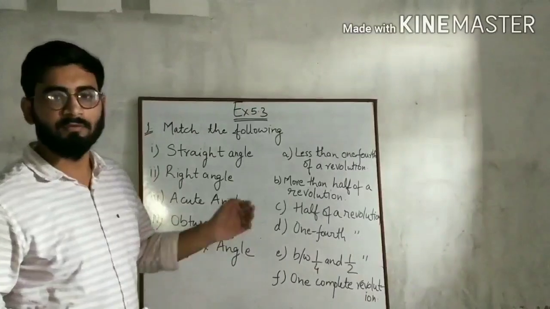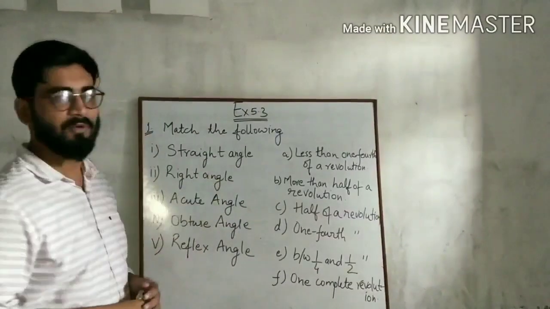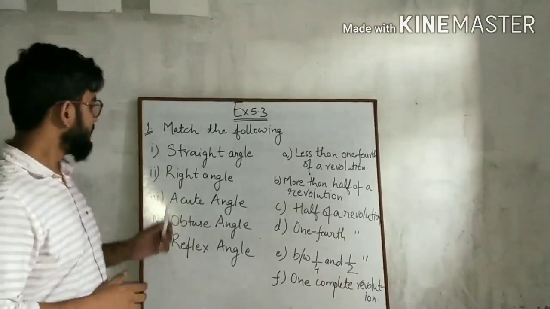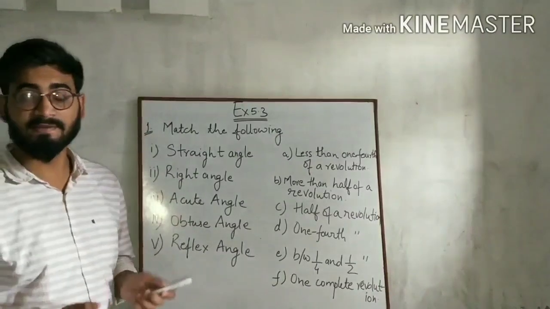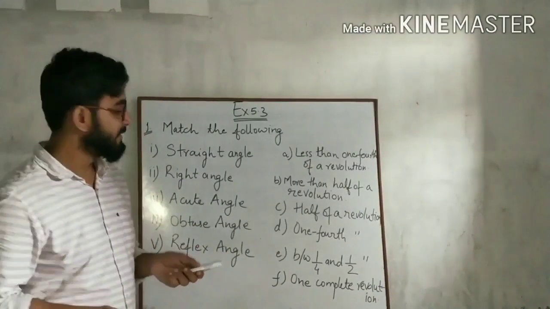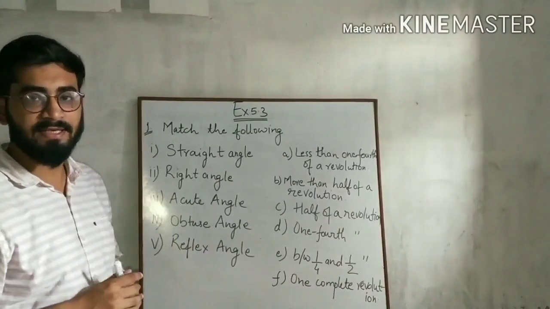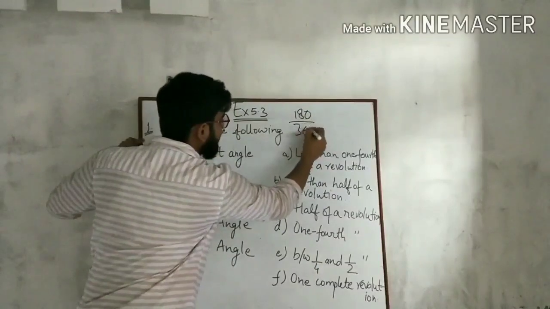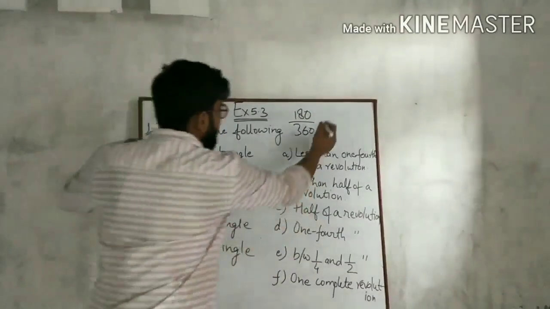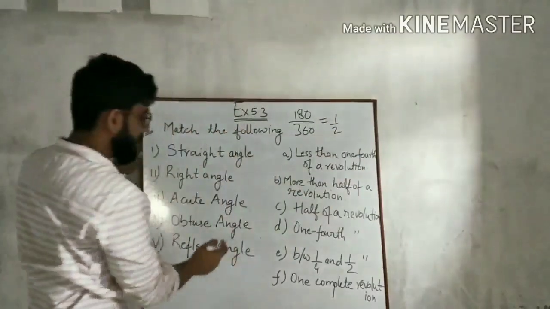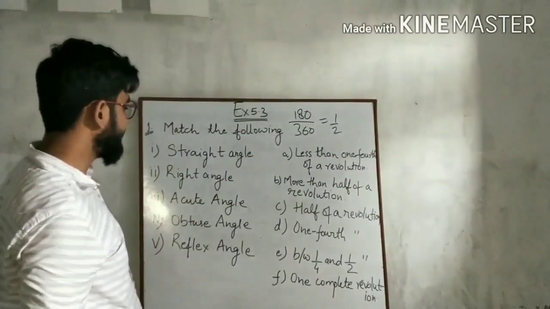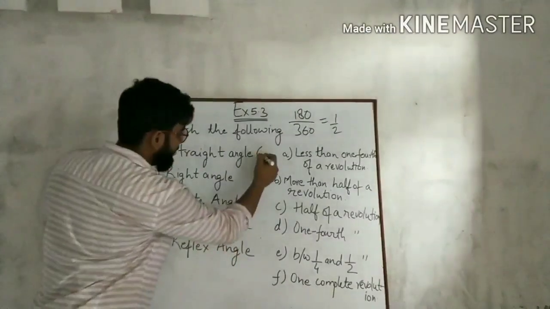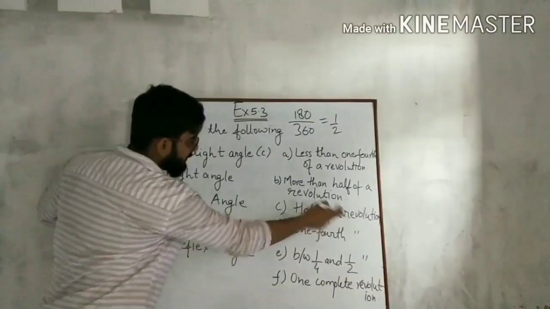Now we are moving to our exercise. Exercise 5.3. What is the first question? Match the following. The first part is straight angle. So what is straight angle? It is of 180 degree. Then what will be the revolution if the angle is 180 degree? That will be 180 upon 360. To find the revolution, we divide it by 360. Then it comes out to be 1 upon 2. So the revolution in case of straight angle is 1 upon 2 revolution, that is half of a revolution. So it will match with the third, C part, half of a revolution.